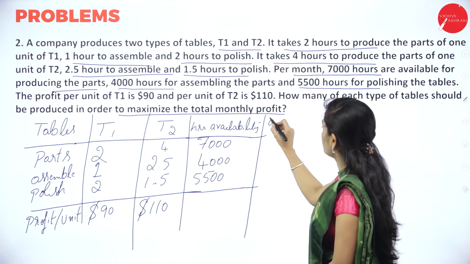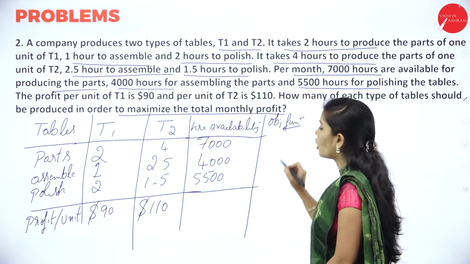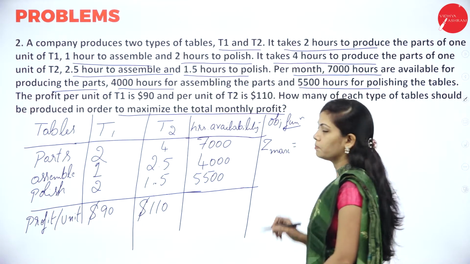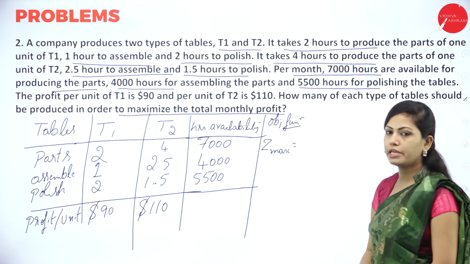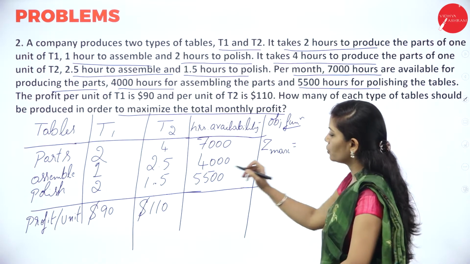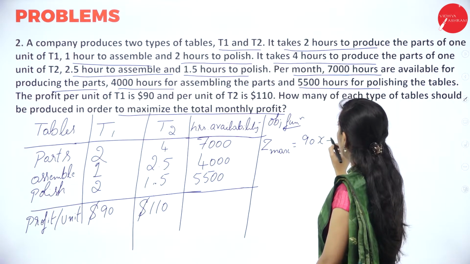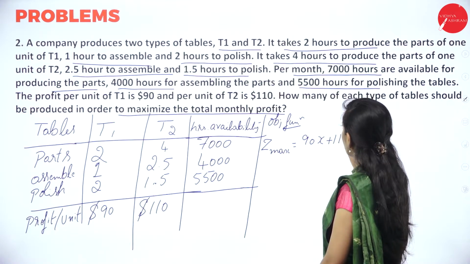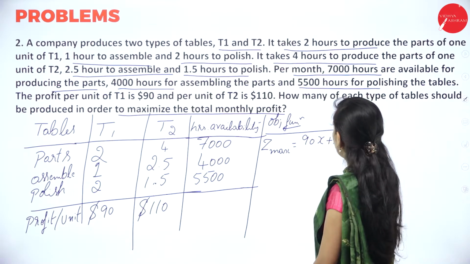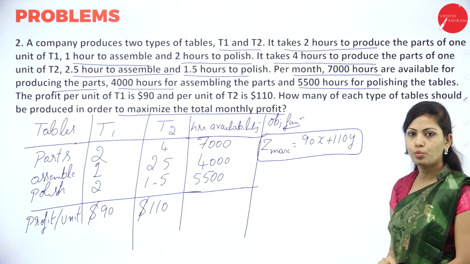So first write the objective function. The objective function is Z max or P. P means profit, or you can write this as Z max. So Z max means maximization, is equal to 90. I will take decision variables X and Y. So 110Y. So 90X plus 110Y is my objective function. Z max is equal to 90X plus 110Y.